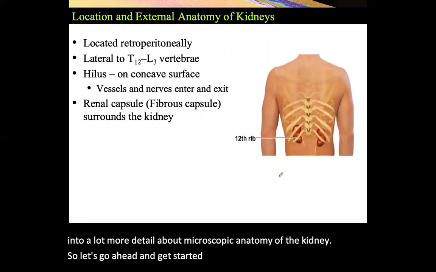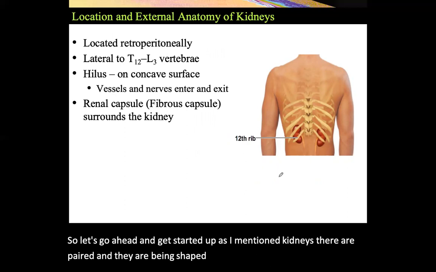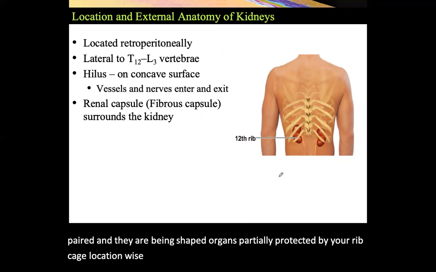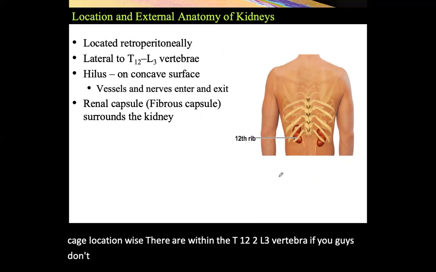As I mentioned, kidneys are paired, bean-shaped organs, partially protected by your rib cage. Location-wise, they are within the T12 to L3 vertebrae. If you don't remember, T stands for the thoracic vertebrae, and L stands for the lumbar region.